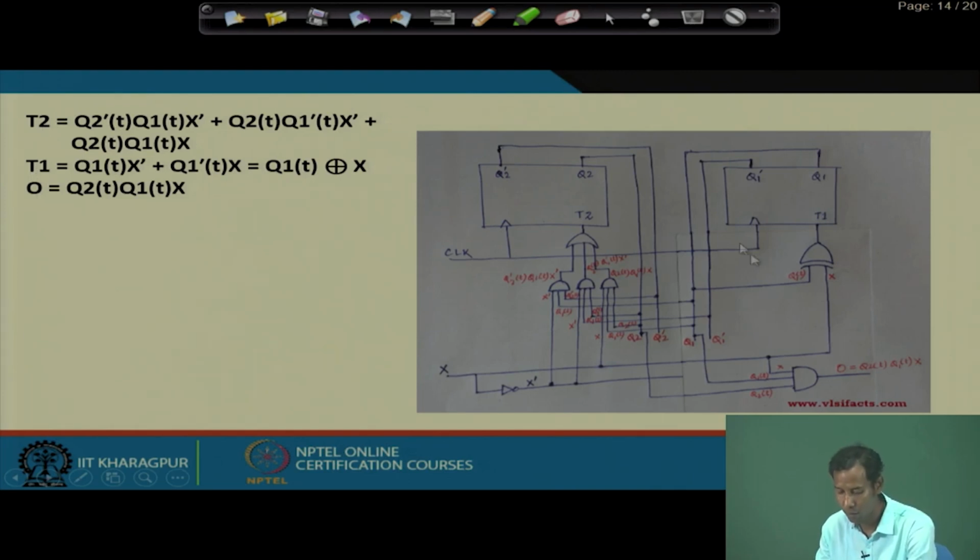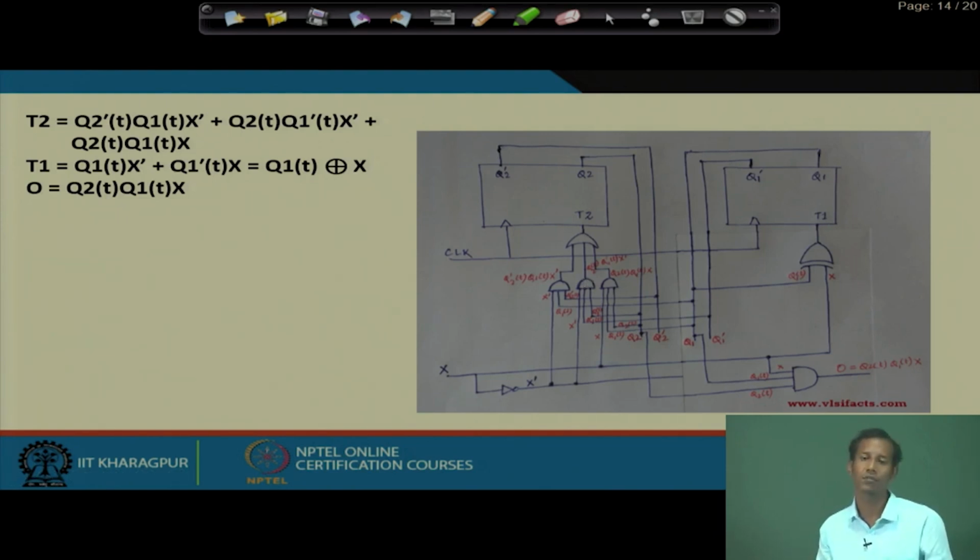Now, if we draw the corresponding circuit based on these three equations, we will get the output as this one, and then T2 and T1 will be the inputs to this particular T flip flop. This is for T2, which corresponds to this particular equation. This is the T1 input, which corresponds to the XOR gate, and finally, we will get the sequence detector. Now, this circuit will work as a sequence detector of 1101.